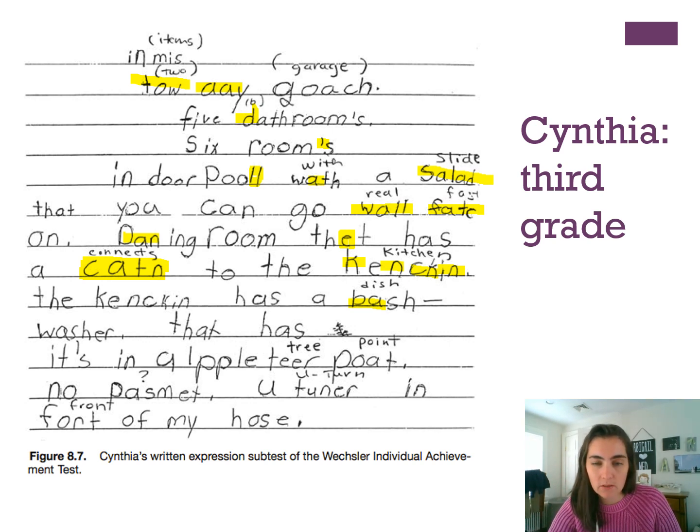Apple tree point. Even though she's in 3rd grade, she doesn't have the orthography of that vowel team OI. We're seeing tree kind of out of order there. It's an R blend, but she's kind of showing it like a bossy R. Basement, we're seeing a phonological issue with the PB sounds, how those are similar. Basement, we're missing the N in there. That's a phonological issue, that nasal sound. U-turn in front, we have fort, phonological issues there. Of my house, ouse, so she doesn't have the right orthography for the ow sound.